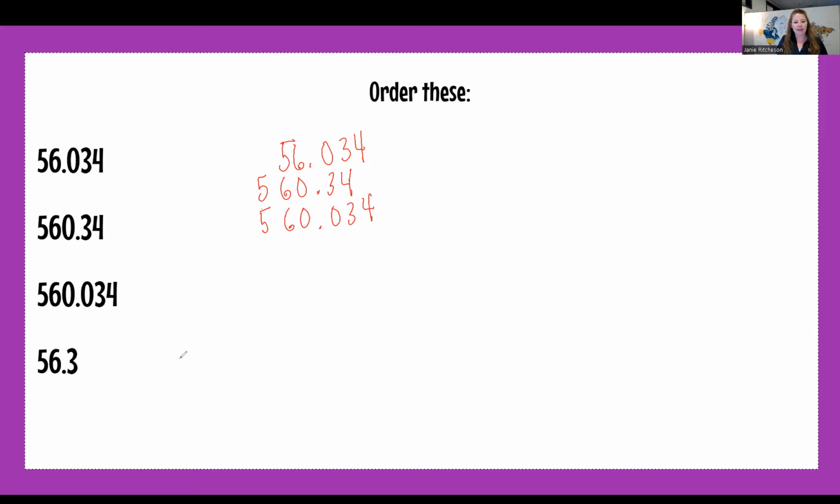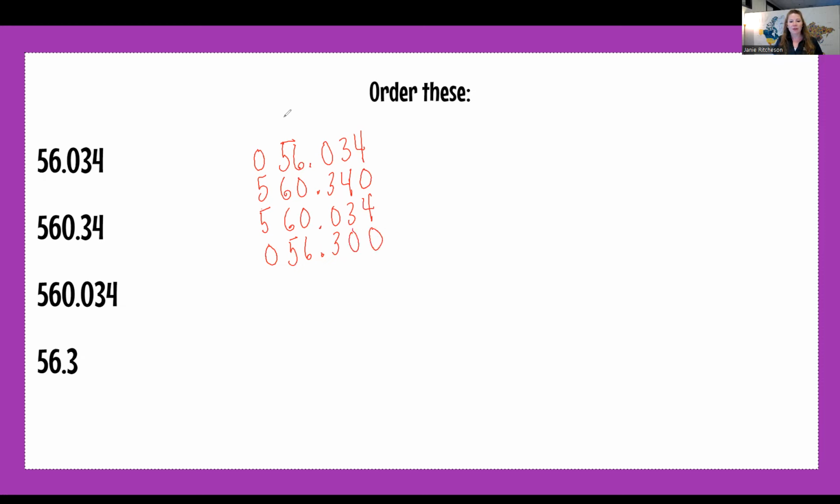0.034, and then the last one is just 56.3. Now, one trick you can do is any place that has a missing digit, you can just fill those in with zeros if you want to. You don't have to, but you can add zeros to the front of numbers and the end of numbers behind the decimal, and it does not change the value of the digit.